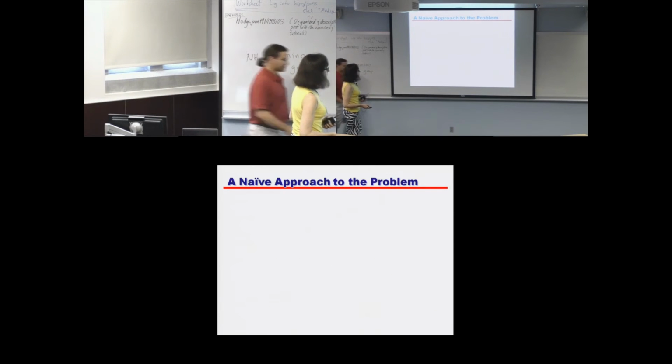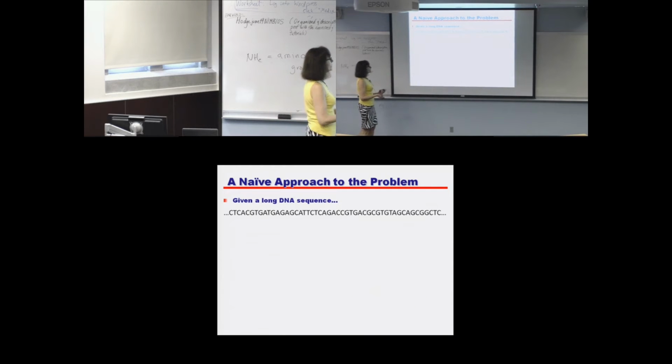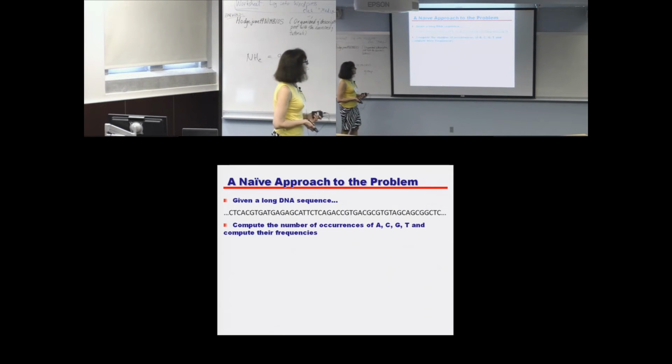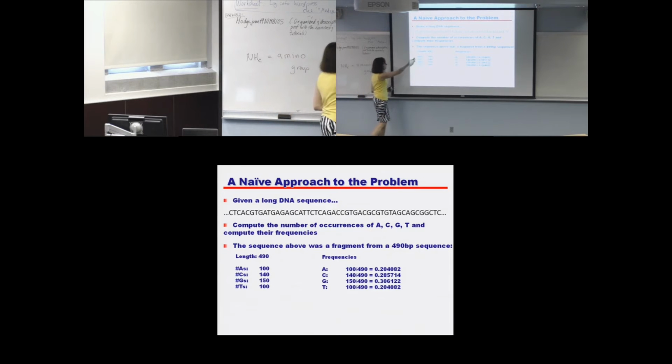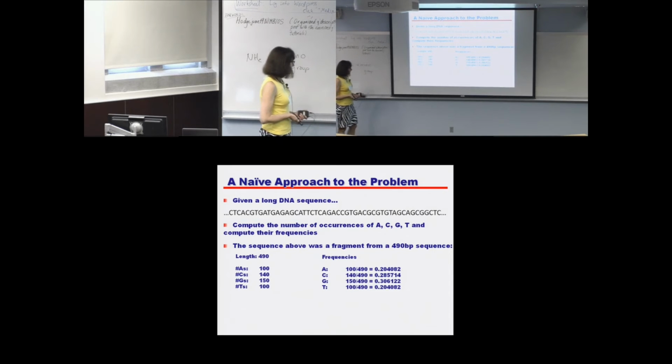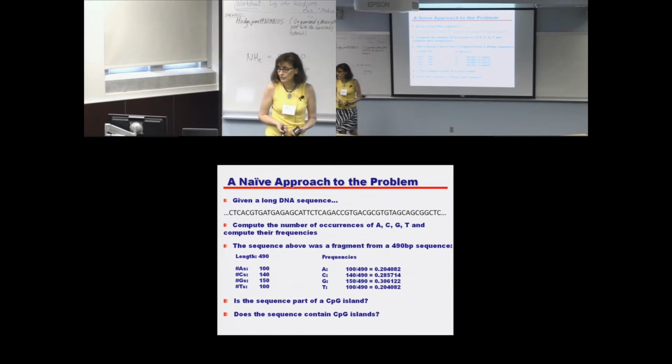So how do we go about it? The naive approach would be, okay, given a long sequence, I will compute the number of occurrences of A's and C's and T's and G's, compute their frequencies, and here I had a length of 490, and I've computed those frequencies. And if I asked you now, is the sequence part of a CpG island? Or does the sequence contain a CpG island? What would your answer be?